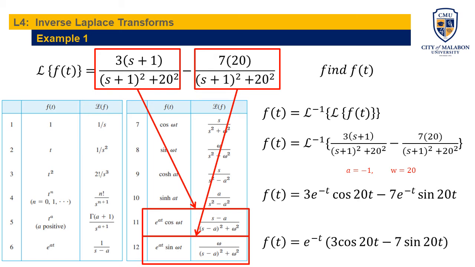Okay? So, just to finalize yung ating sagot, we are factoring out yung e to the negative t dun sa parehas na term. So, yung final answer natin, f of t is equal to negative e to the negative t multiplied to 3 cosine 20t minus 7 sine 20t. Okay? So, that's it.